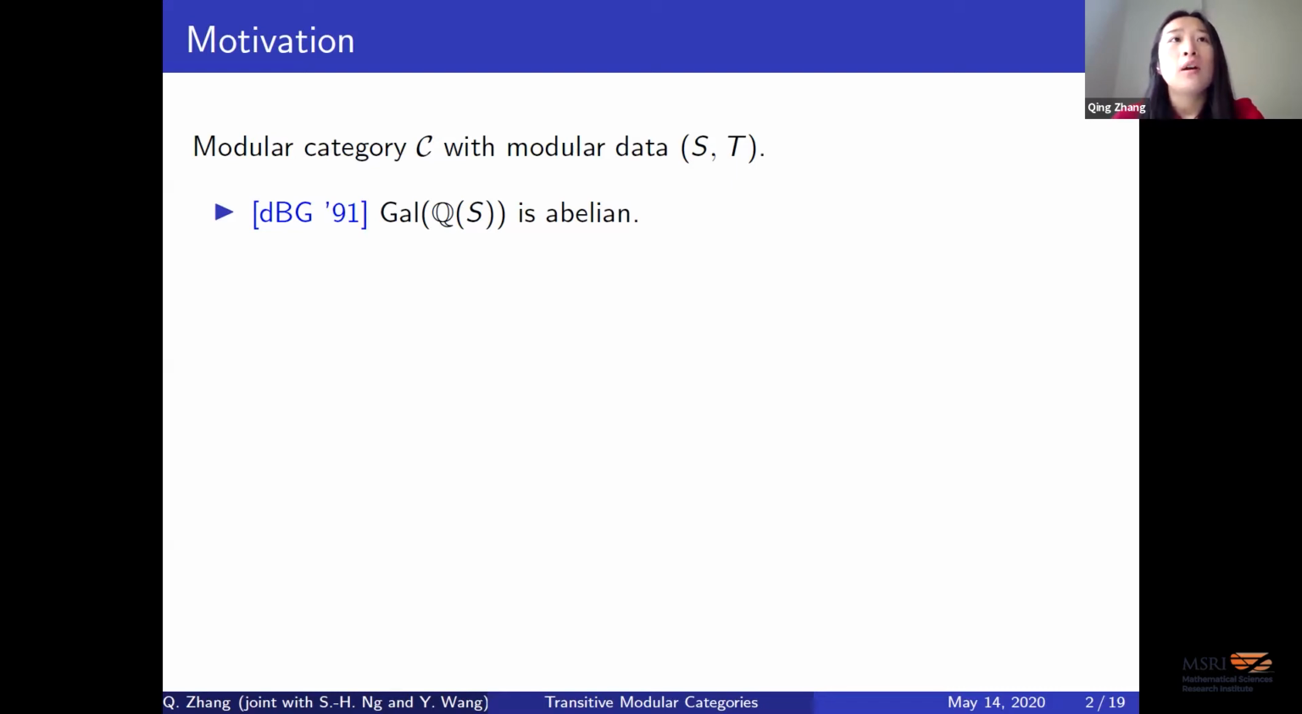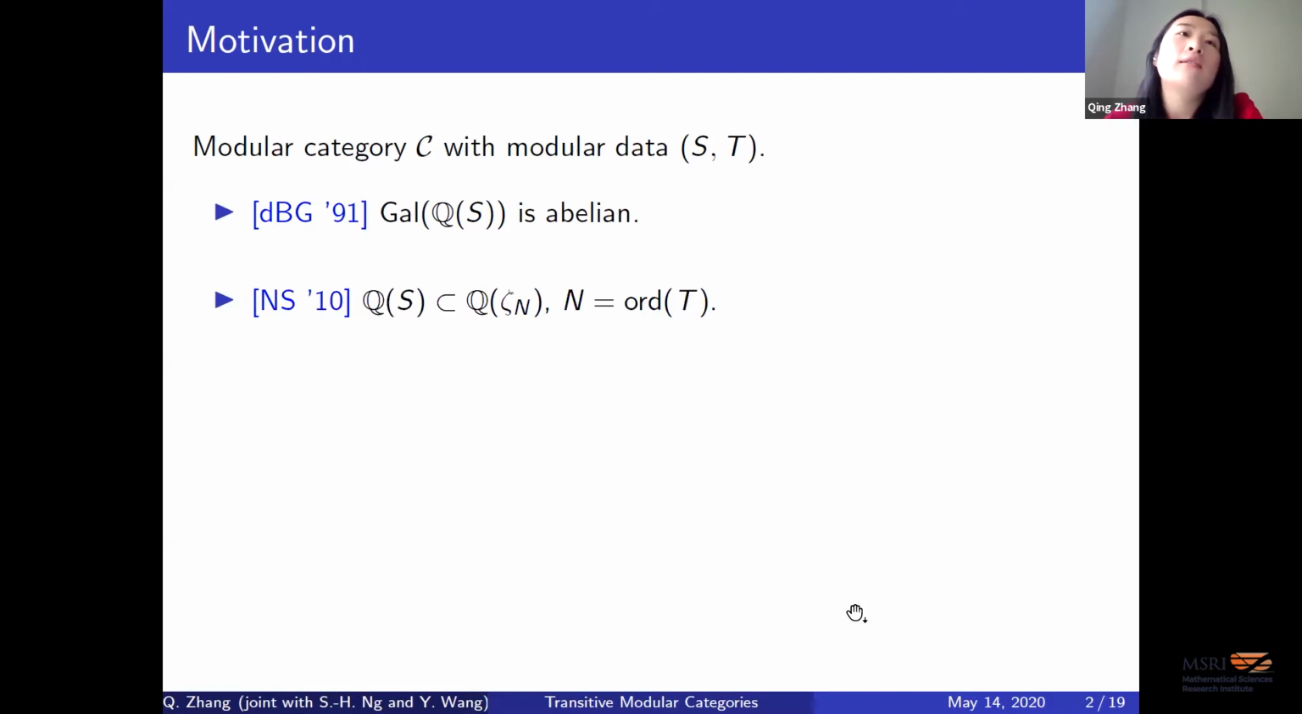In 1991, Coste and Gannon, in the study of rational conformal field theory, showed that the Galois group of the field extension of Q adjoining the entries of S is always abelian. By the Kronecker-Weber theorem, which states any finite abelian extension of Q lives inside a cyclotomic field, just like the entries of T, the entries of S also live inside a cyclotomic field.